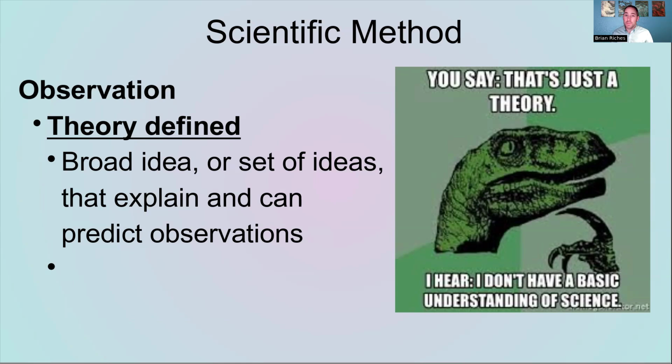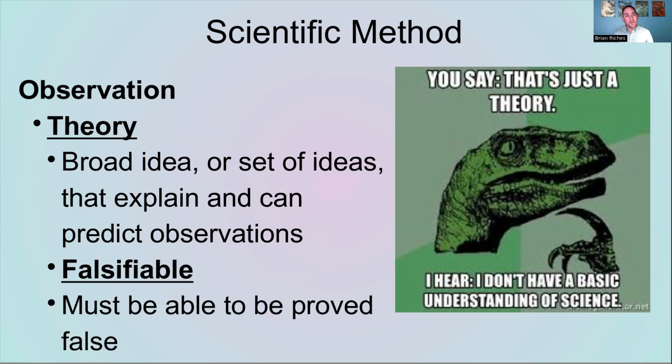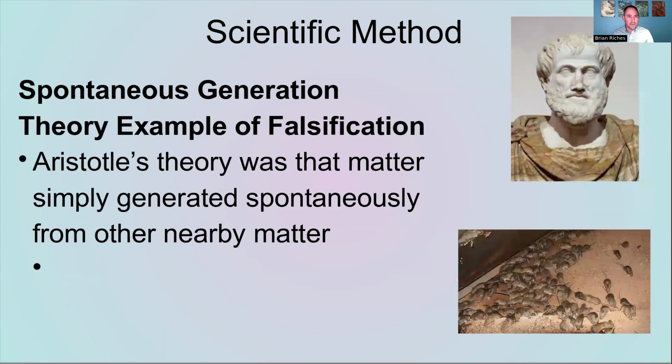Another important key piece of a theory is that we try to make it falsifiable. Falsifiable basically means we have to state or describe the theory, and describe the evidence, in a way that we could potentially prove the theory false, so that it is testable. Let's give some examples of falsification to make this a little more clear.